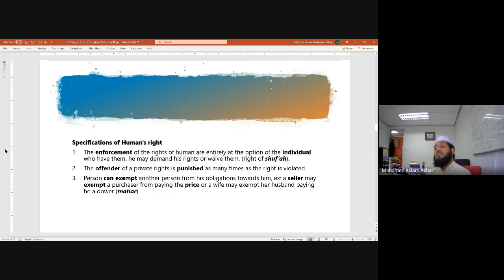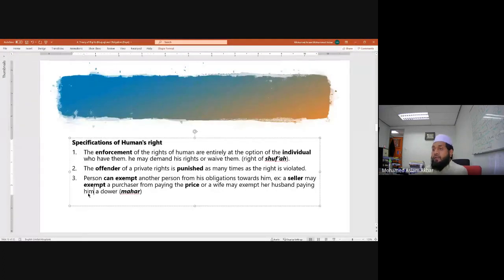A person can exempt another person from his obligation towards him. For example, a seller may exempt a purchaser from paying the price, or a wife may exempt her husband from paying her a dower. It's called mahar, right? Because in Islam there is a mahar. The husband, before the marriage, has to pay the dower, called mahar, to the female, to the bride. So the groom has to pay a certain amount to the bride. Then only can he get permission and get married.